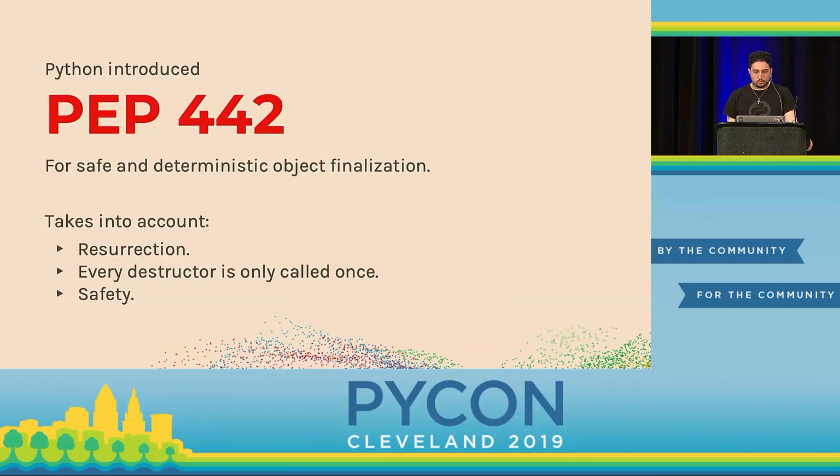So in Python 3, we have PEP 442 by Antoine Pitrou. And this fixes this and adds safe and deterministic object finalization. So this takes into account all the very complicated things, like resurrection. It also takes into account something very important: the destructor here is a finalizer, but every finalizer is only called once. So basically, if the object is resurrected and then destroyed again, the del method is not called again. And also, it takes into account safety and correctness.